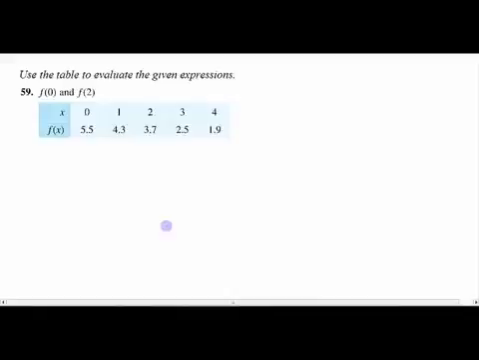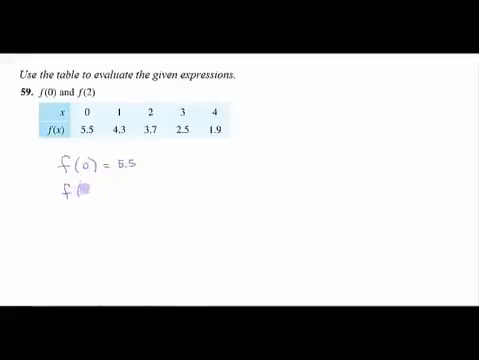Let's use the table to evaluate the given expressions here. So we have f of 0 and f of 2. All we're doing is saying that, instead of saying f of x, they're telling us that x is 0. So when x is 0, what is f of x? 5.5. So when x is 0, f of x is 5.5, we have the point (0, 5.5).